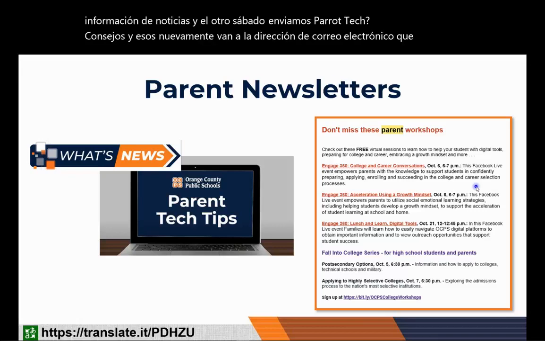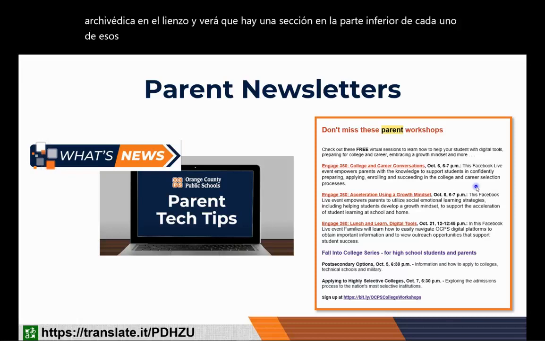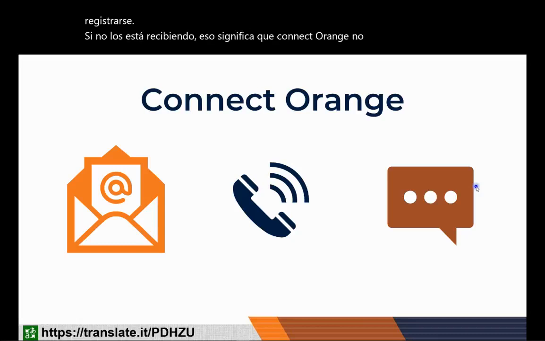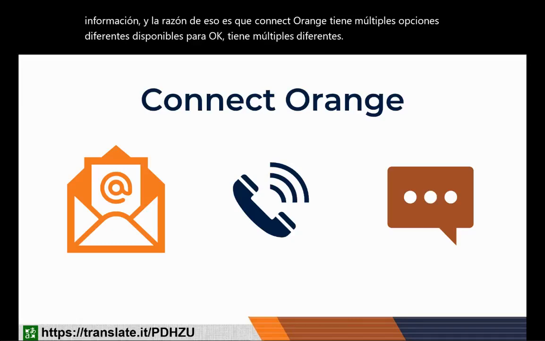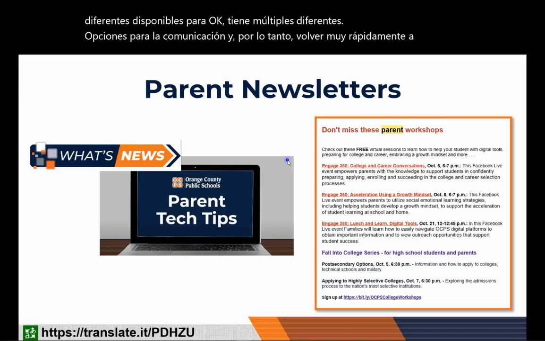And you'll see that there's a section at the bottom of each of those newsletters that shares what upcoming workshops there are and how you can register. If you're not getting those, that means Connect Orange doesn't have all of your information. And the reason for that is that Connect Orange has multiple different options available for communication, okay?